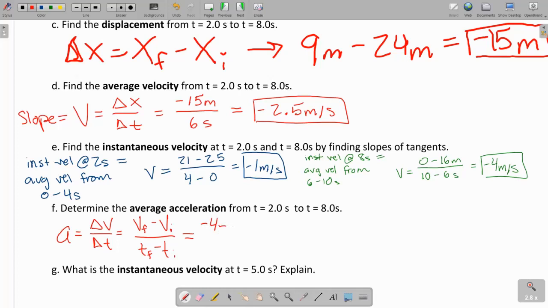minus the initial velocity at 2 seconds, which is -1 meter per second. So we're subtracting a negative number, which means that we will end up adding these together. And then our time difference here is 8 seconds minus 2 seconds. So -4 plus 1 is -3 meters per second divided by 6 seconds. So that is going to give us an average acceleration of -0.5 meters per second squared.